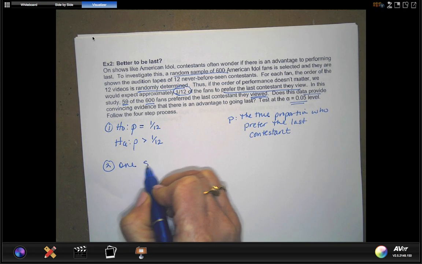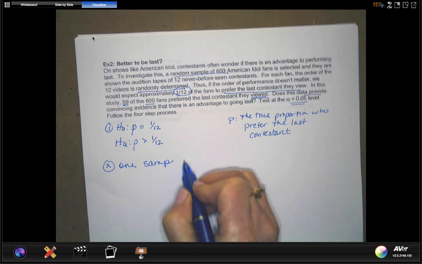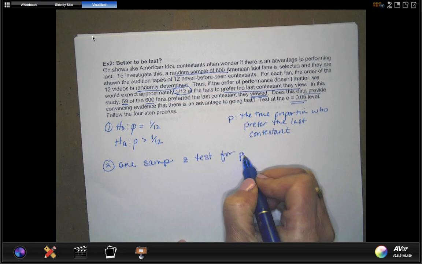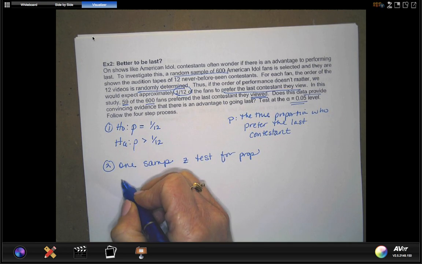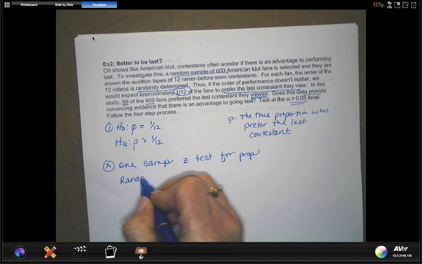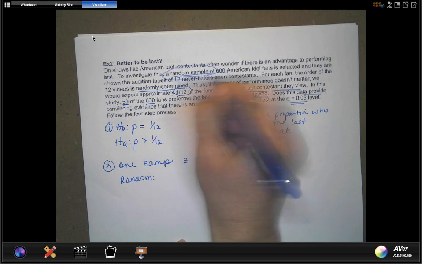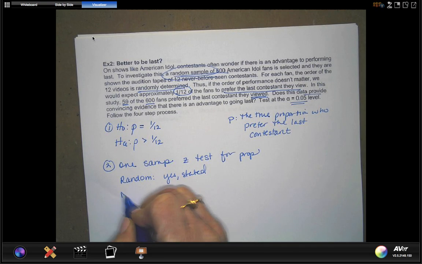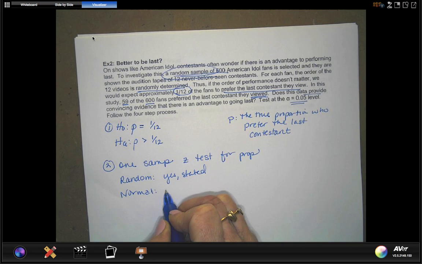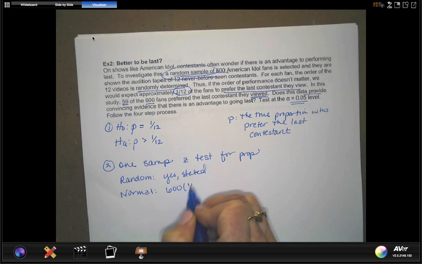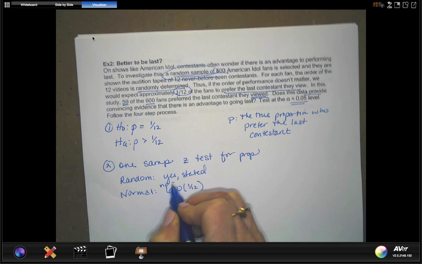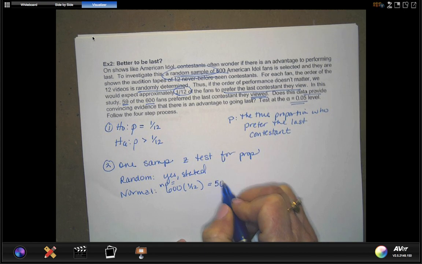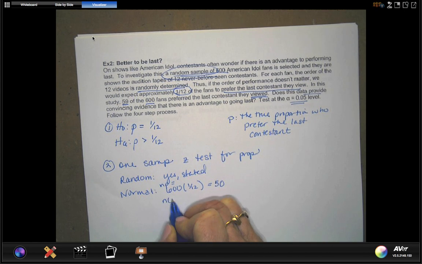All right, I'm doing a one sample z-test for proportions. Random: yes, stated. All right, for my normal check, I'm taking the 600 times the 1/12. This is my N times P. So I get 50 right here. And then my N times 1 minus P.